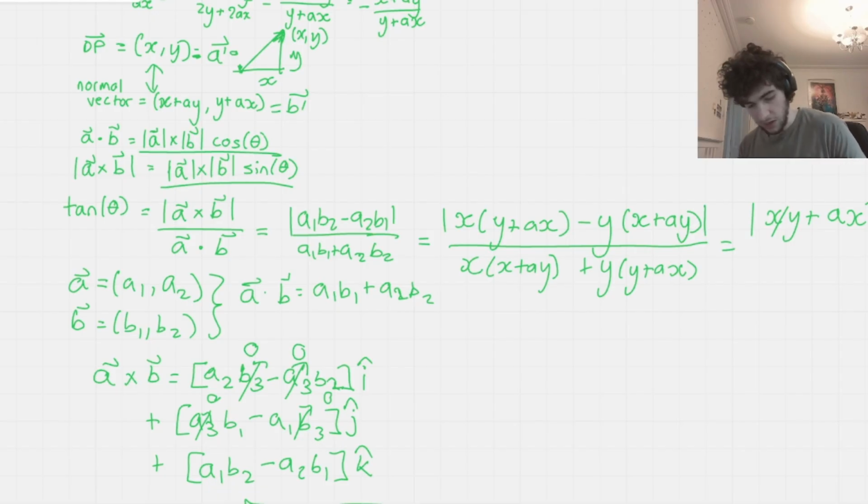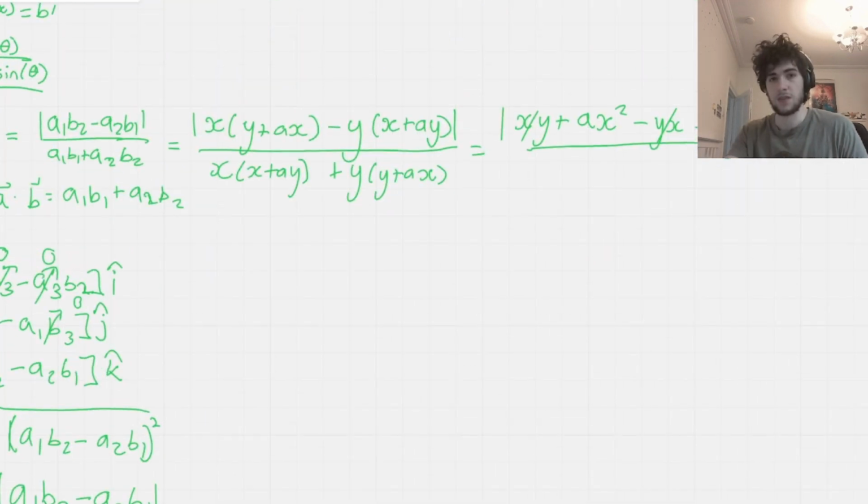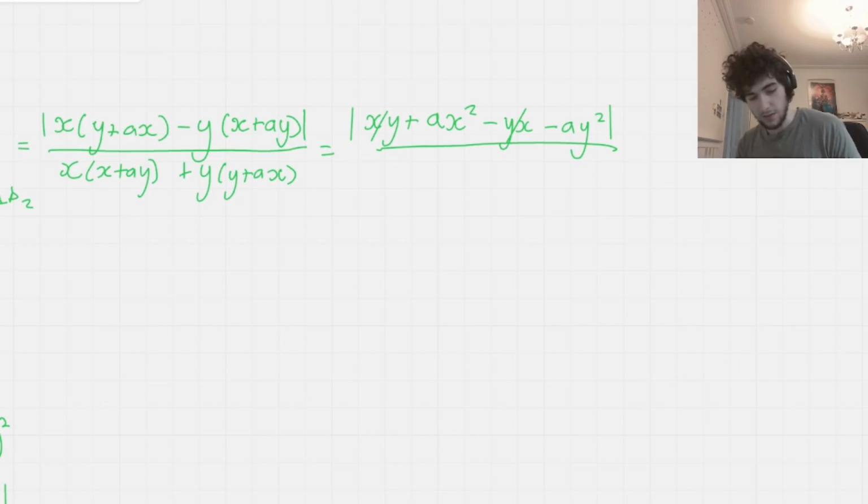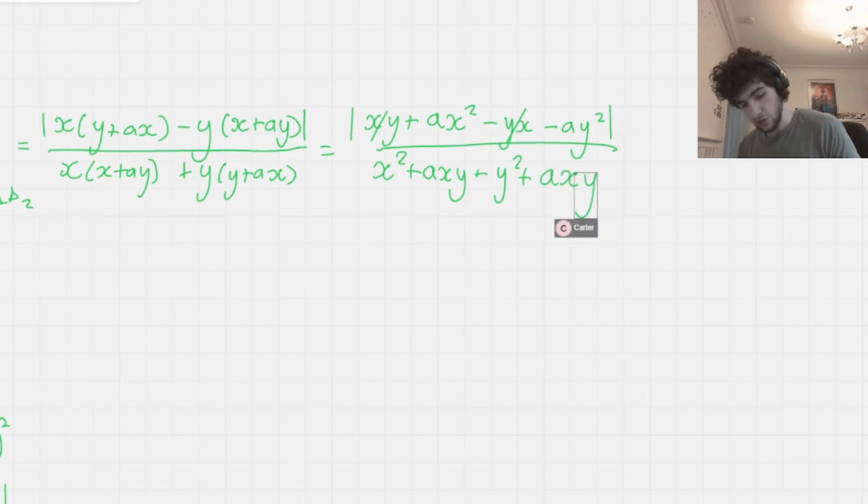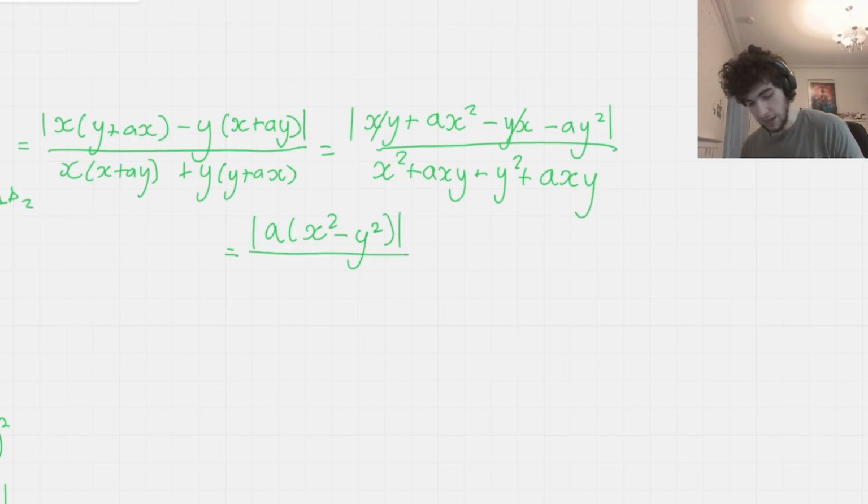And on the bottom, what do we get? We're going to get x squared add axy add y squared add axy, so you can see that's x squared add y squared add 2axy. So effectively on the top, what we get is the mod of a multiplied by x squared minus y squared, and on the bottom we just get x squared add y squared add 2axy.